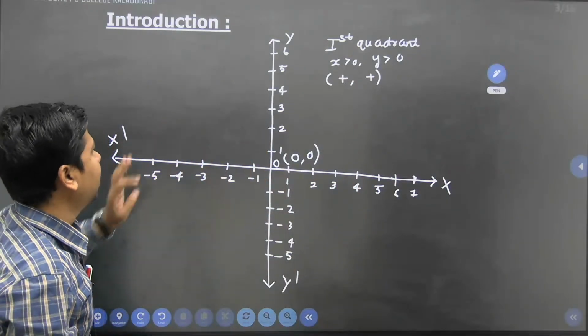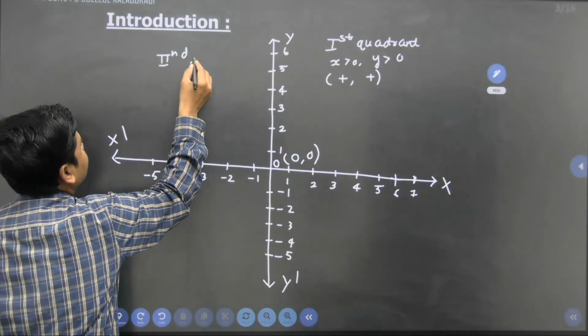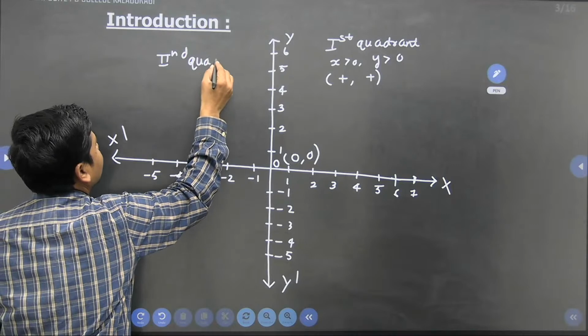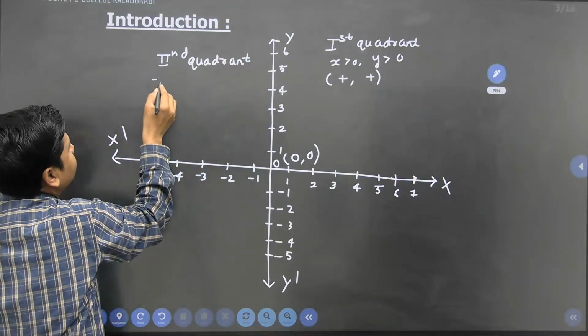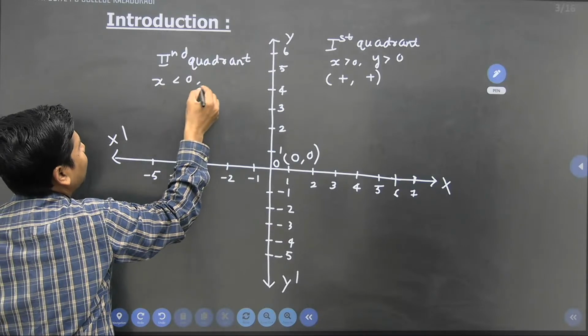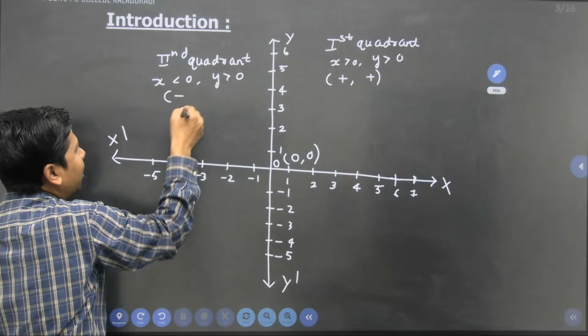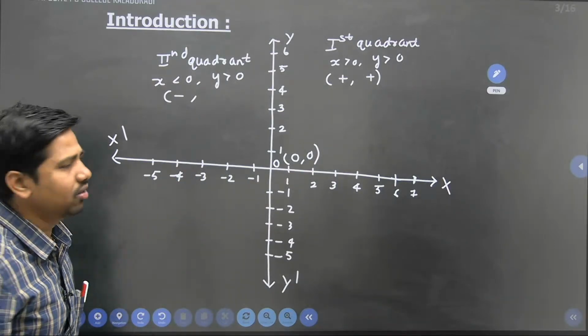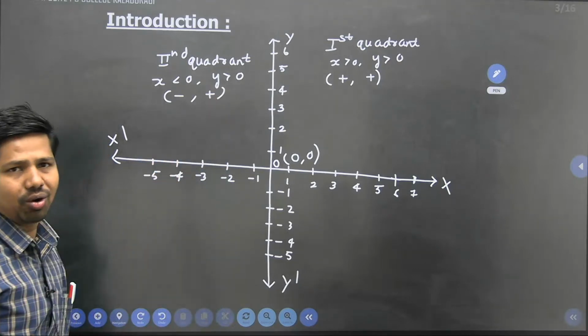Second quadrant, so this is your second quadrant. In the second quadrant, x is negative and y is positive. How do you represent the coordinate point? That is, x is negative and y is positive. This is the second quadrant.